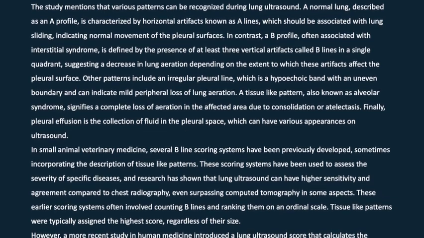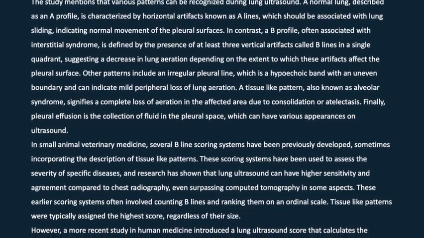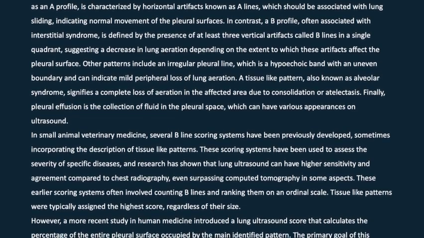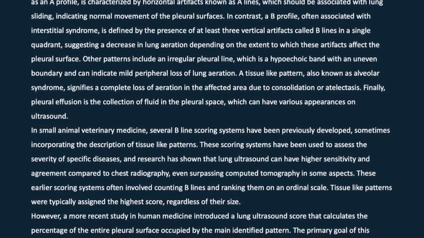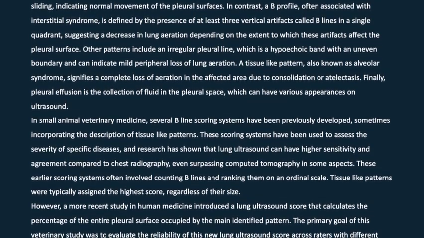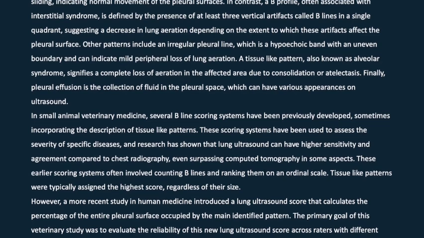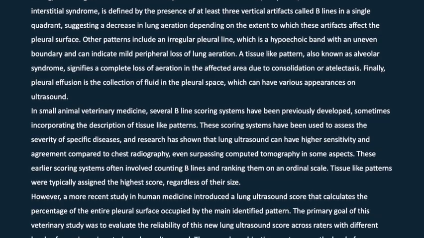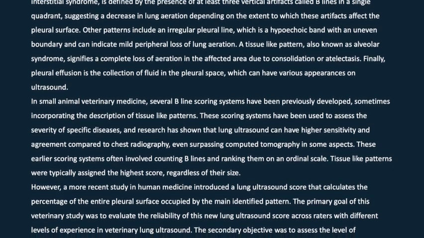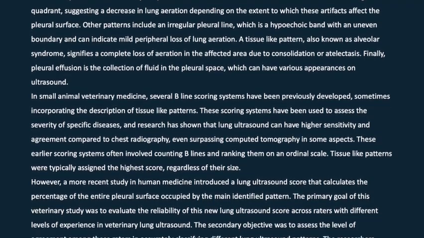Other patterns include an irregular pleural line, which is a hypoechoic band with an uneven boundary and can indicate mild peripheral loss of lung aeration. A tissue-like pattern, also known as alveolar syndrome, signifies a complete loss of aeration in the affected area due to consolidation or atelectasis. Finally, pleural effusion is the collection of fluid in the pleural space, which can have various appearances on ultrasound.